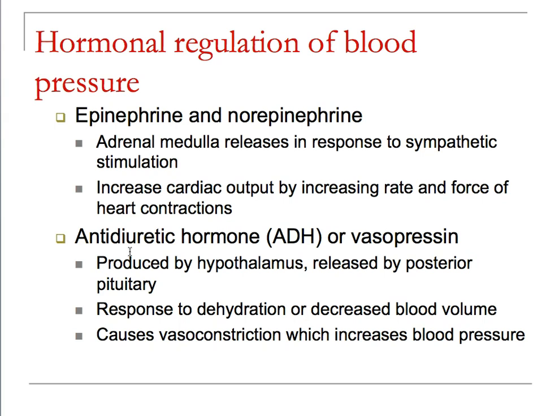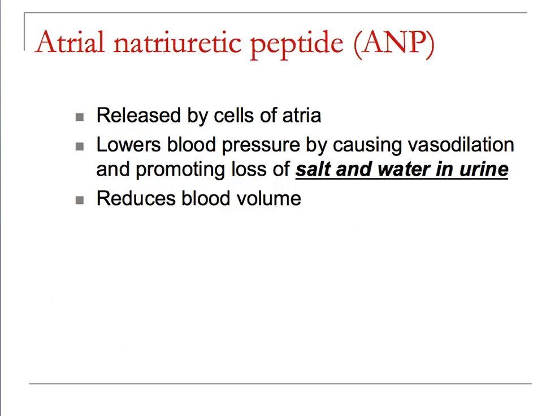And now we're adding on to our list, and our list means we're going to be adding on another hormone. This is a new one. It's called ANP, atrial natriuretic peptide. It's released by the cells of the atria of your heart. High blood pressure will cause vasodilation and therefore loss of salt and water in the urine. Its goal is to reduce blood volume.